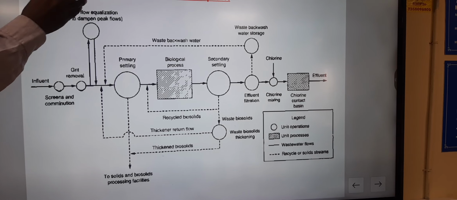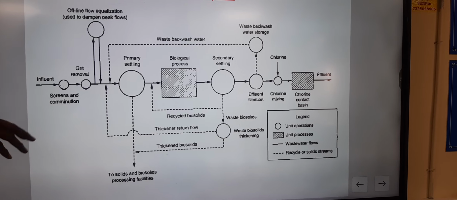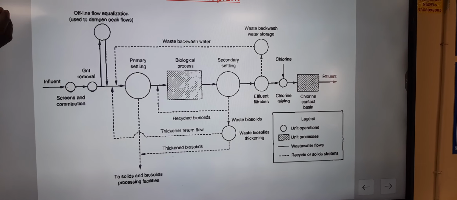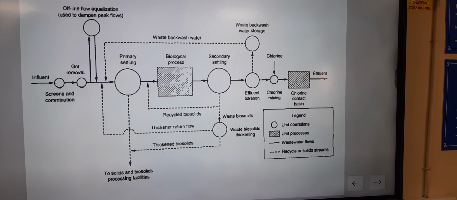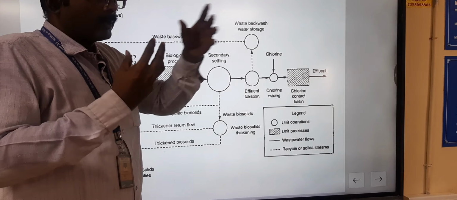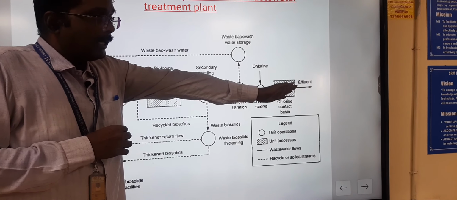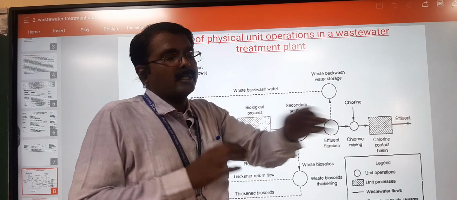Actually, we have to use the membrane also. Otherwise, the effluent can be used for some small usages, for example, for gardening purposes or for reuse water for bathroom purposes. For that, we can use it, not for drinking purposes. If we want drinking water, then the effluent has to be taken to other membrane operations like ultrafiltration, reverse osmosis, nanofiltration, that has to be used.